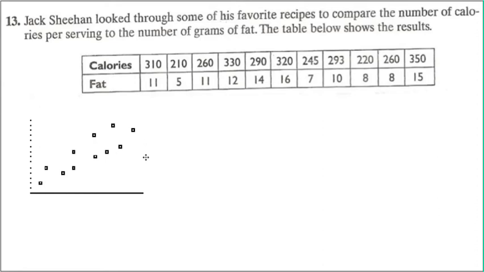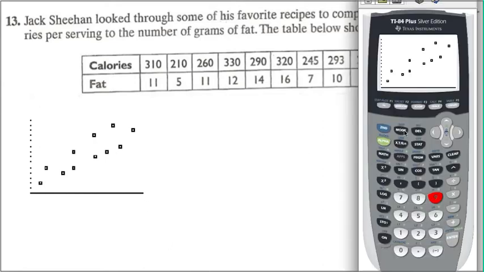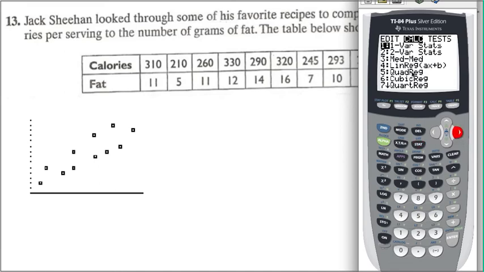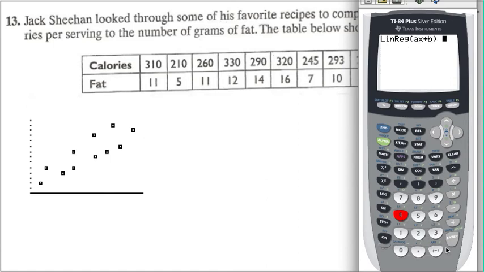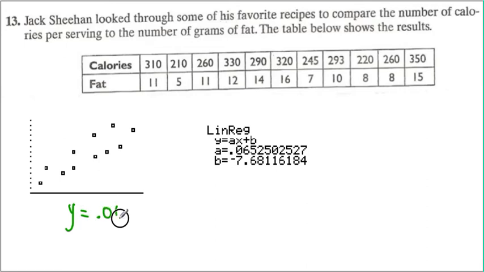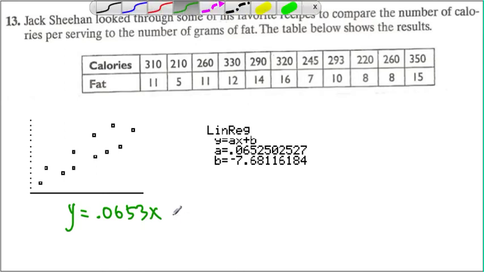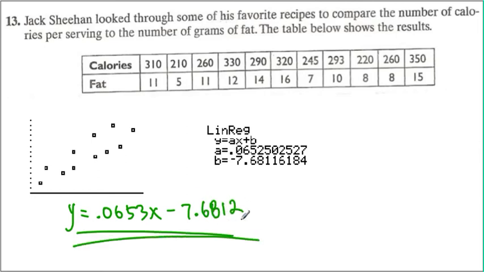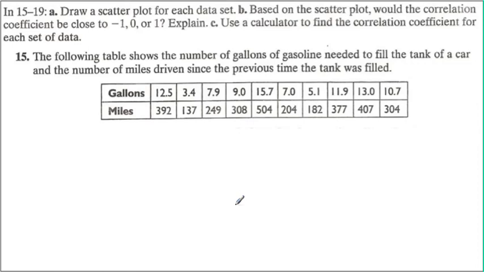Now if you wanted to find the equation of that, you'd go back to stat, then calc, number 4. Press enter, and there it goes. That's what we have. So here we have y equals 0.0653x, or maybe I should say minus 7.6812. That's deriving the equation. All right, let's move on to the next question.